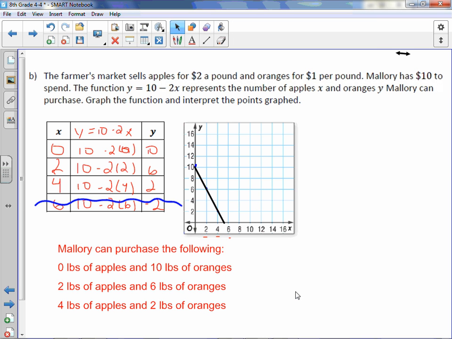She can buy a lot more than that, a lot more combinations, because it's a straight line, not just whole amounts, but it just says to interpret the points graphed. So we only interpret the points that we plotted.